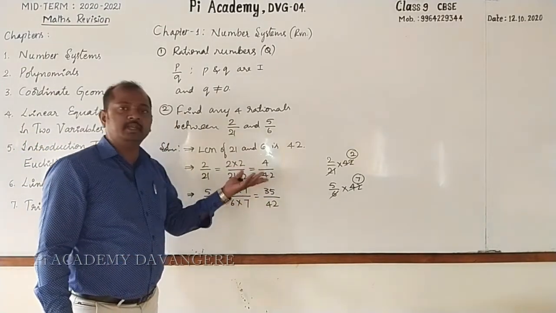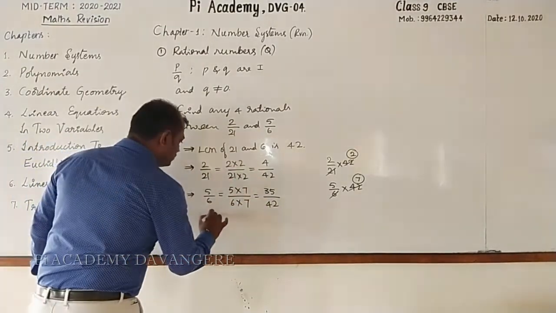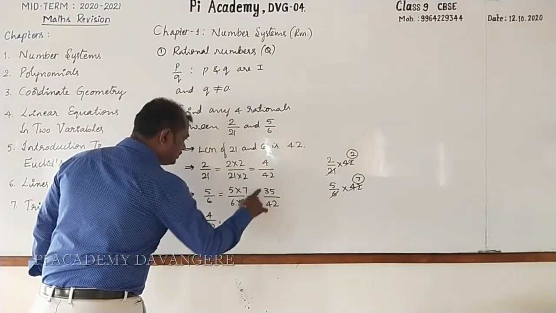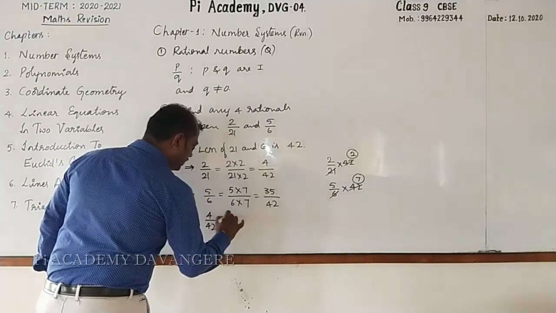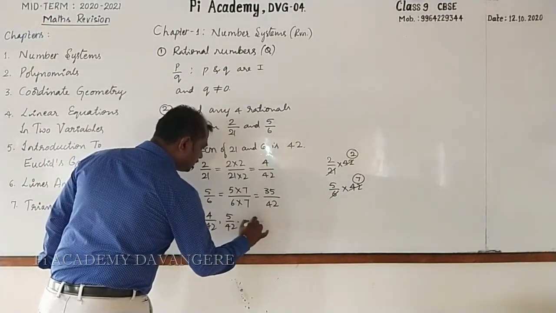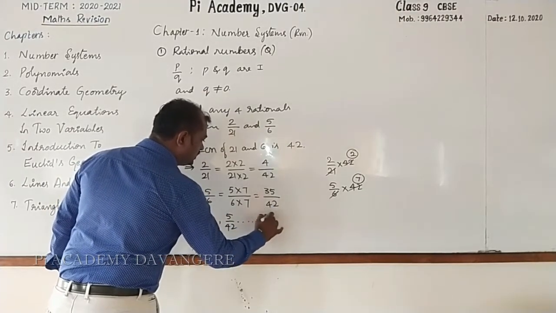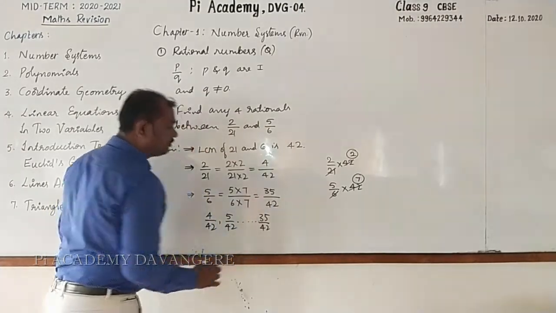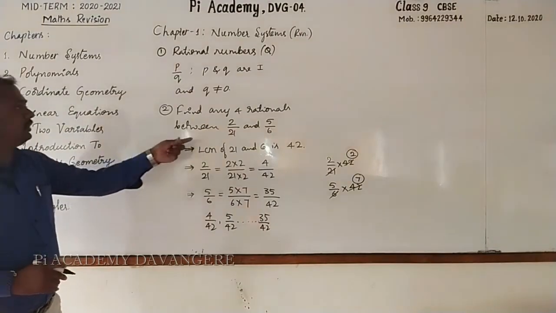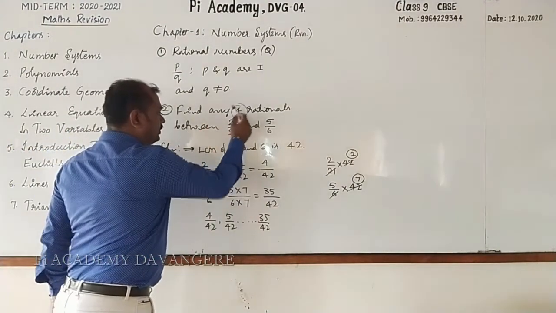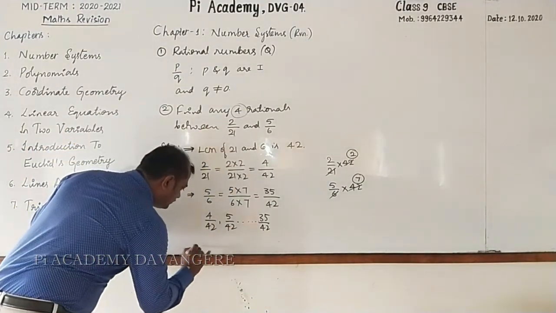Between these 2, many are there. Like, that is 4 by 42. Between this and this, we have 5 by 42, 6 by 42 and so on. The last one is 35 by 42. But how many do we want? We want only 4.